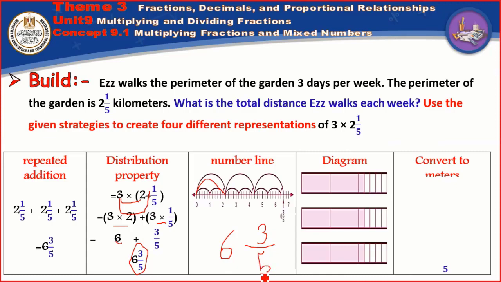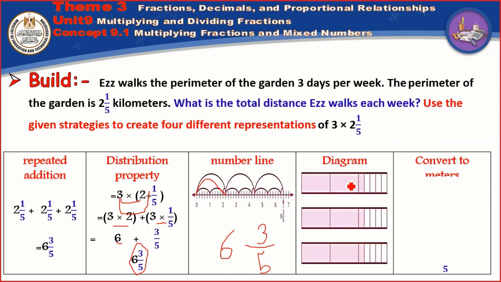Okay. Why do I use a lot of strategies? Because some of you prefer the number line, the other one will prefer repeated addition, and I will prefer the diagram. Each strategy will give you the answer, but you choose which one is easy for you.